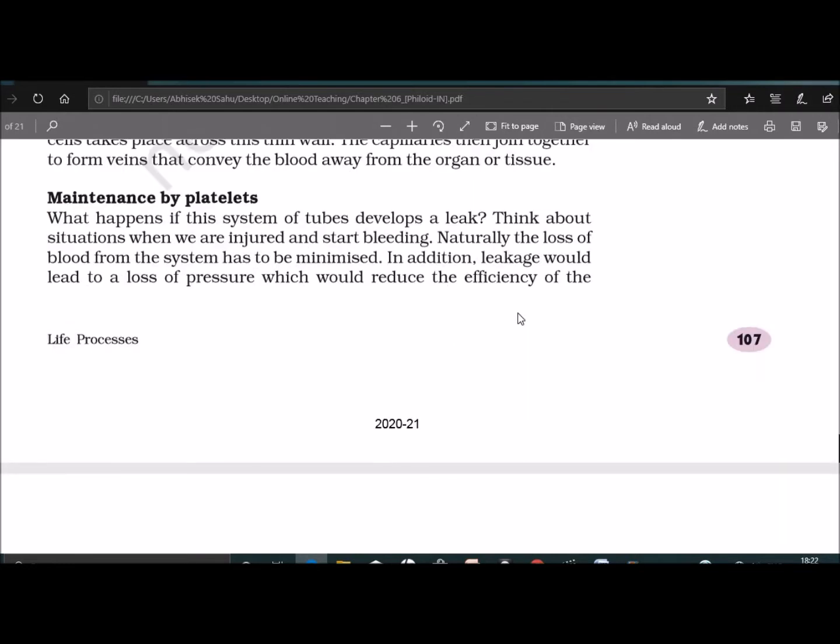Next is your platelets. Platelets are tiny blood cells that help your body form clots to stop bleeding. If one of your blood vessels gets damaged, it sends out a signal to the platelets. The platelets then rush to the site of the damage. They form a plug or clot to fix the damage.